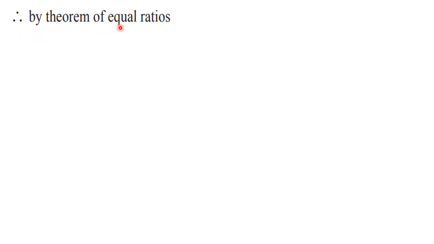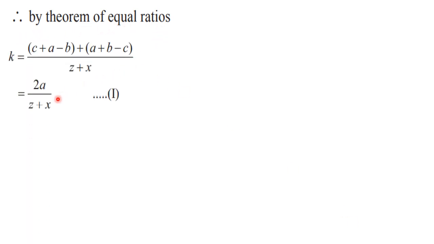So therefore, by the theorem on equal ratios, first z plus x is done. Okay. So above z we have c plus a minus b, and above x we have a plus b minus c. Now here what we can observe is plus c and minus c got cancelled. Similarly, minus b and plus b got cancelled, and we got the answer as 2a upon z plus x.